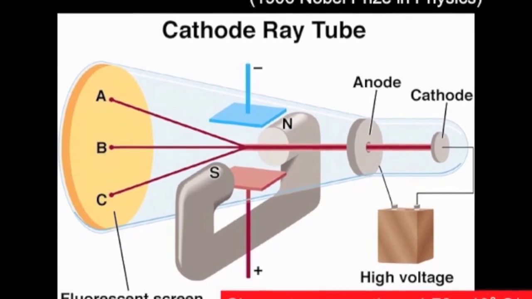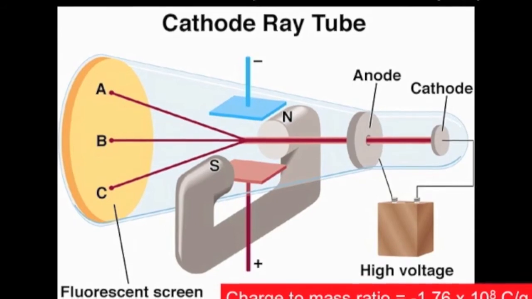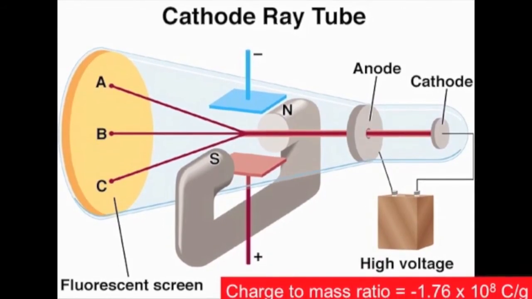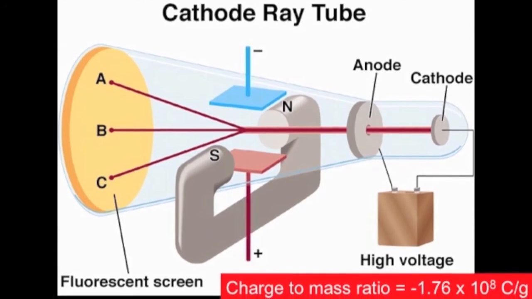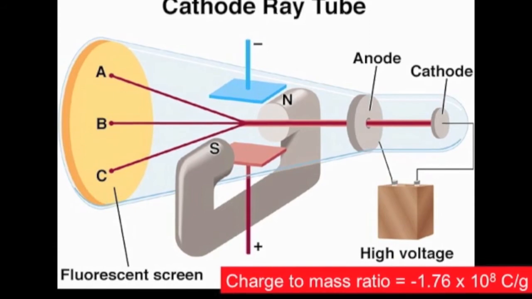So he proposed that within these, we have this particle called the electron. It's negatively charged, and it has a certain mass to charge ratio. It explains why, while it's flowing through this tube, we get it to interact with this magnetic field.